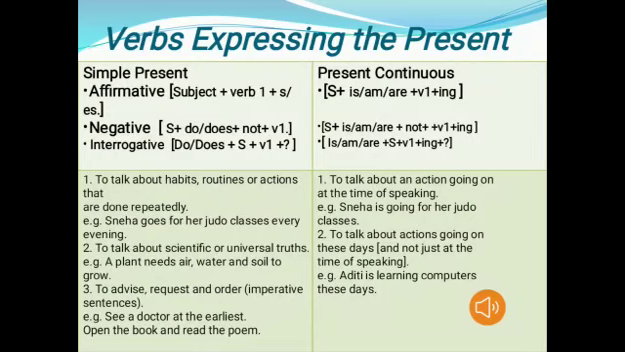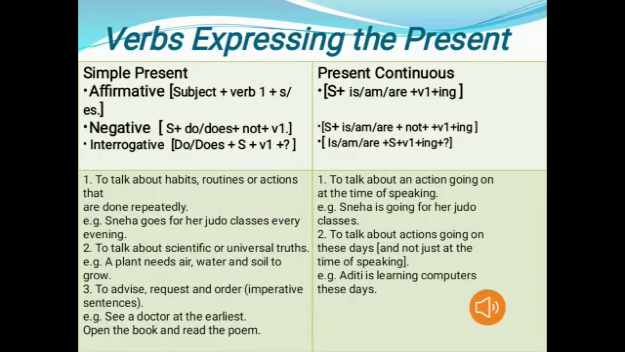Now, how to differentiate simple present and present continuous tense? Now we will discuss through examples. The simple present tense is used to talk about habits, routines or actions that are done repeatedly. For example, Sneha goes for her judo classes every evening. Now it is her routine, she goes there every day.